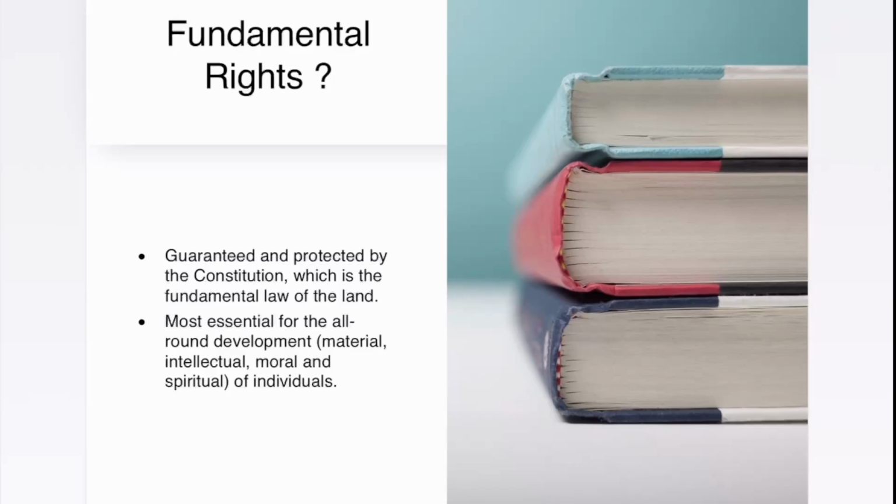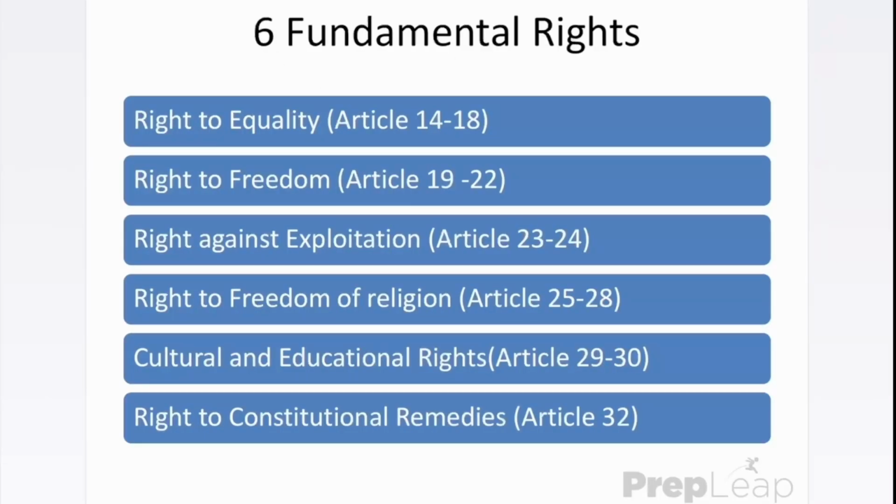At present, we have 6 fundamental rights. To begin with, at the commencement of the Constitution, there were 7 fundamental rights. One fundamental right, that is the right to property, was converted into a legal right by the 44th Amendment Act of 1978. Now let us understand the remaining 6 fundamental rights.